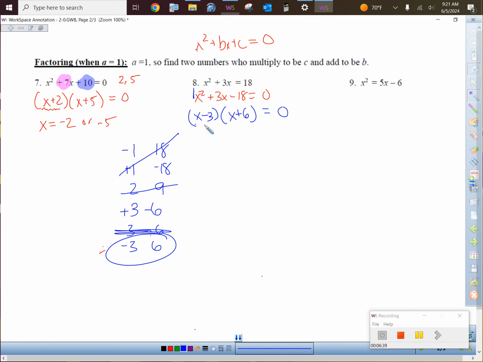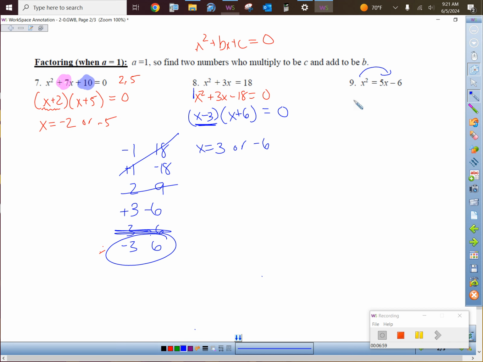And then to solve, zero product property, x could equal 3. That would make that group 0, or negative 6. And then on the last guy, a lot of people would be tempted to subtract that x squared over here, which you can do, but then you won't be able to easily factor it because you would have a negative x squared, and you want that number in front of there to be a positive 1.